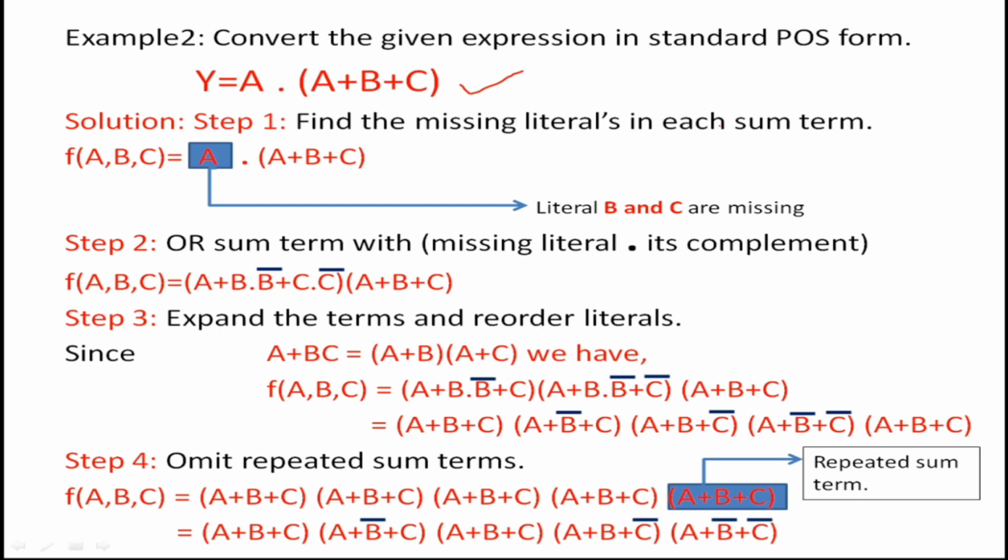Then step 3 talks about expanding the terms and reordering the literals. And finally, we are going to omit the repeated sum terms, and then we get a final expression out of it. Getting it? So this is just another example to make you understand how we convert a given product of sum expression into a standard product of sum expression form.